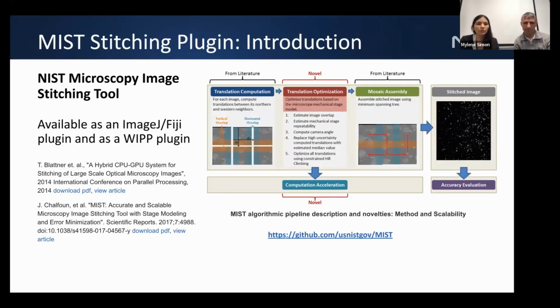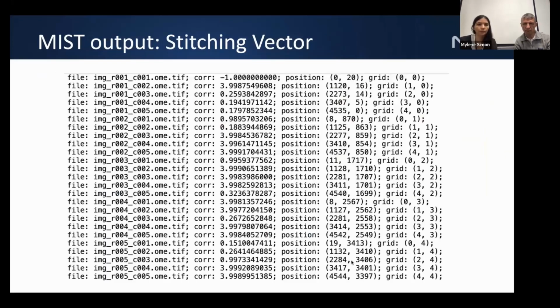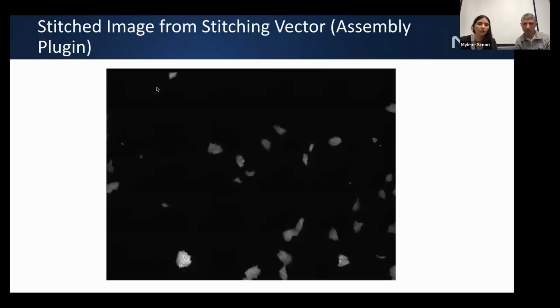So one of the steps of this workflow would be to do stitching, and for that we have a stitching plugin that is based on MIST. MIST stands for Microscopy Image Stitching Tool. This is a tool that comes from NIST, and it's also available as an ImageJ plugin, so it can be used in that environment and also as a WIPP plugin. The source code is also available on GitHub. So this is what the stitching vector will look like. It will display the position of each smaller image in the grid. Then we have an assembly plugin that will use the stitching vector and the set of tiles to assemble the image.